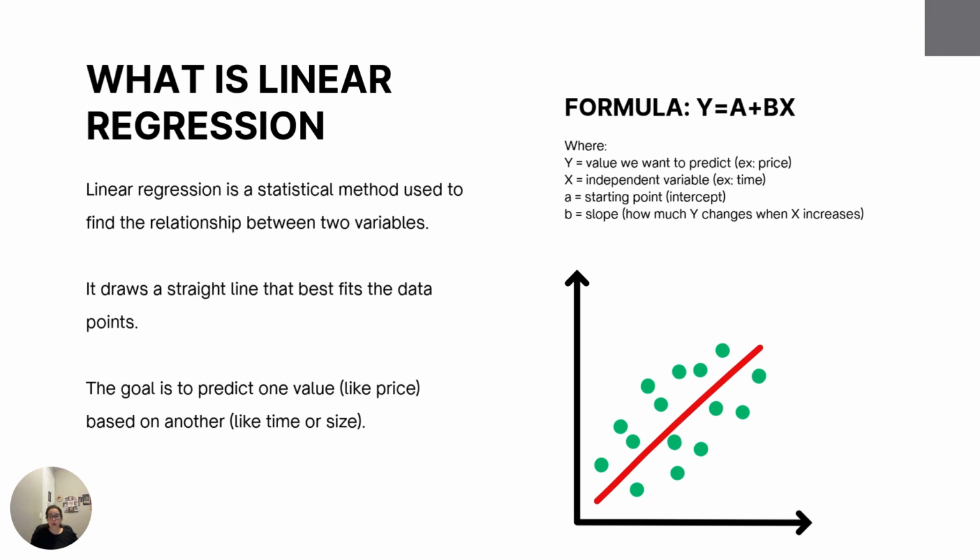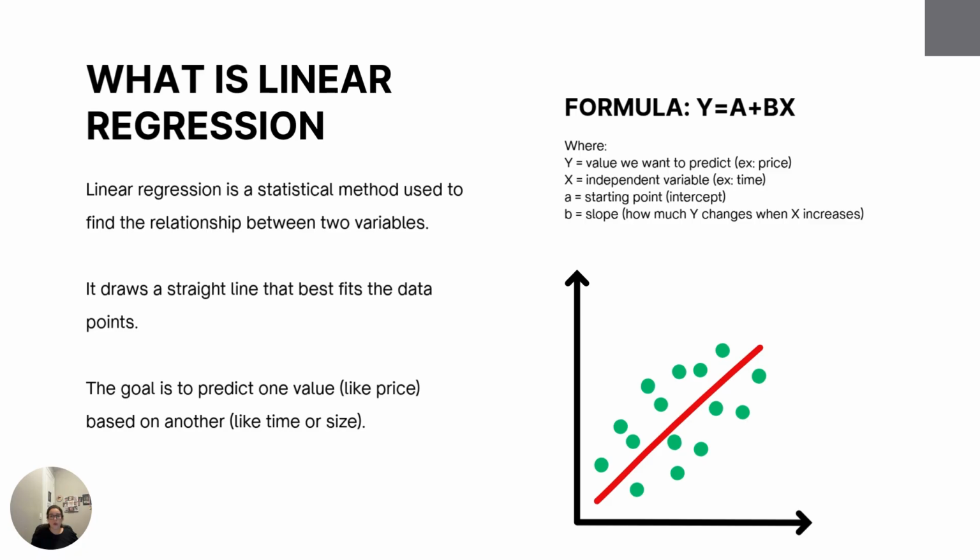What linear regression does is draw a straight line that goes right through the middle of all those points, the line that best represents them. This line helps us see the general pattern. Is the price going up over time or going down? In math terms, we call it y equals a plus b times x.